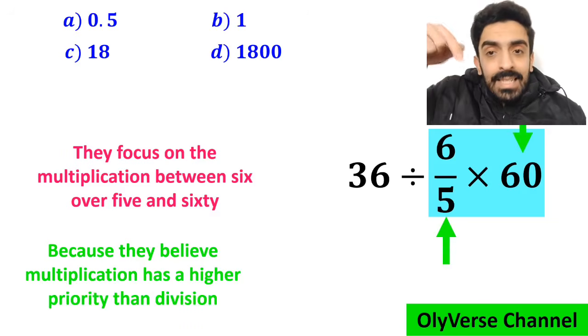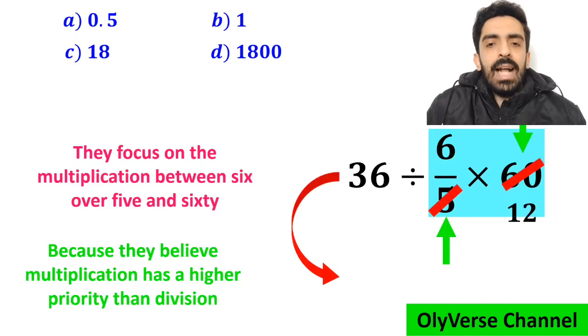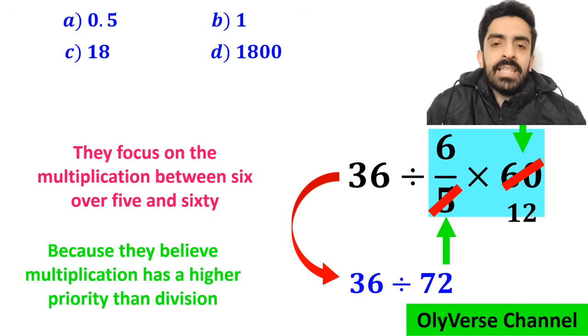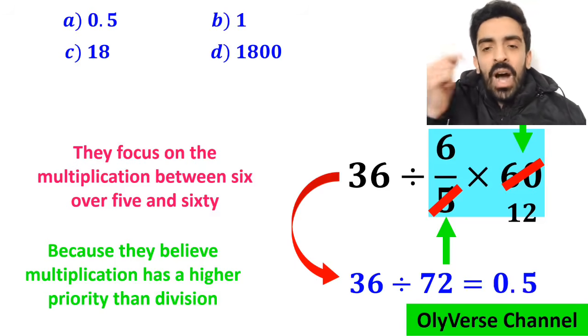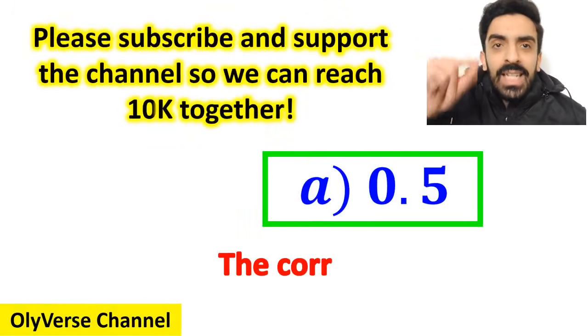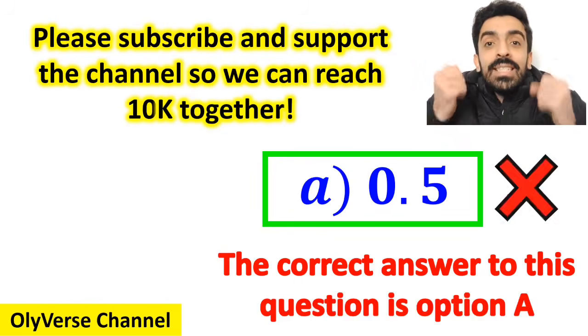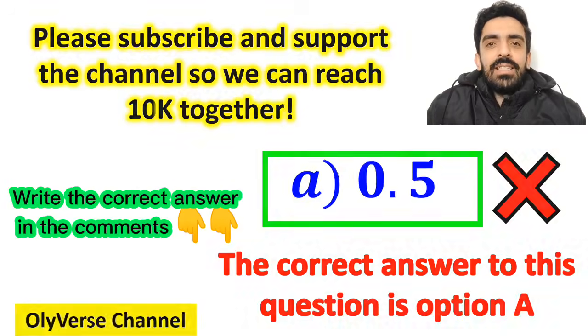Okay, as you can see in the image, they simply cancel out 60 with the 5 in the denominator, and this expression simplifies to 36 divided by 72, which finally gives them the answer 0.5. And immediately, they conclude that the correct answer to this question is option A. However, it's not the correct answer to this question.